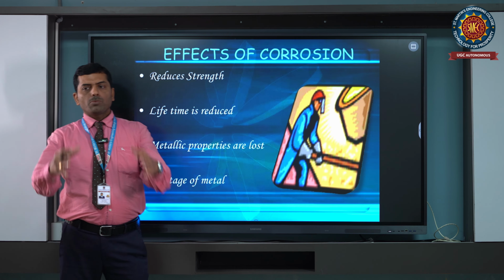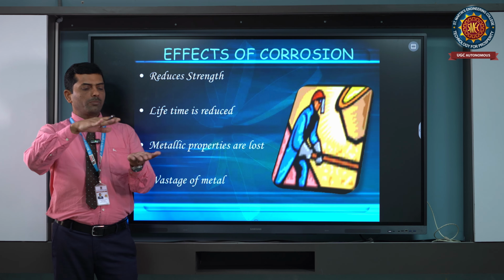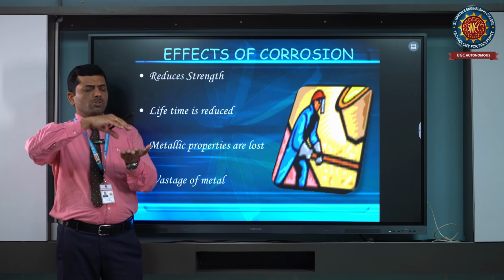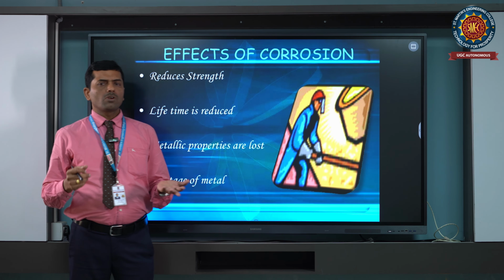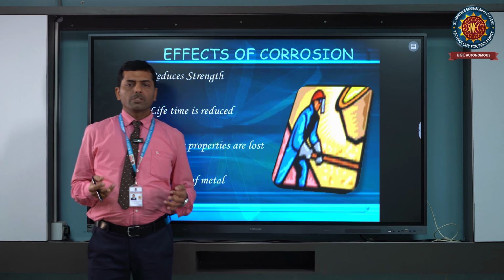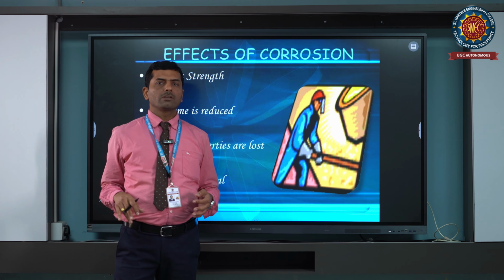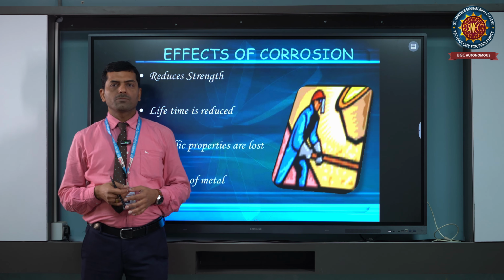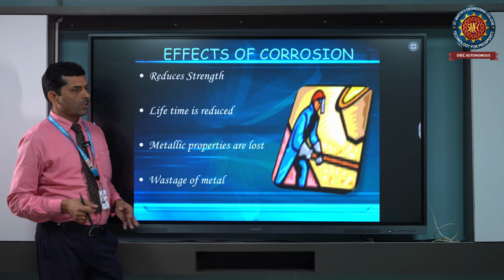If you observe any metal, what happens here is a simple process. The metallic surface is exposed to different types of environment, and an oxide layer forms on the surface. The general public will think that it is not damaging any infrastructure, so they don't want to invest more to avoid corrosion. But it is a regular process, meaning there is a loss of strength, the lifetime is reduced, metallic properties are lost, and metal is wasted.